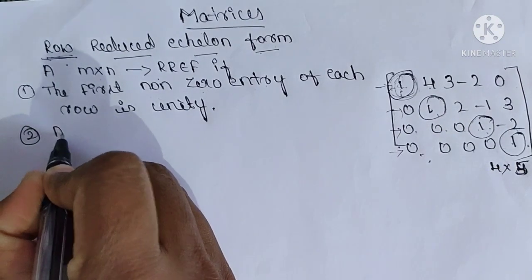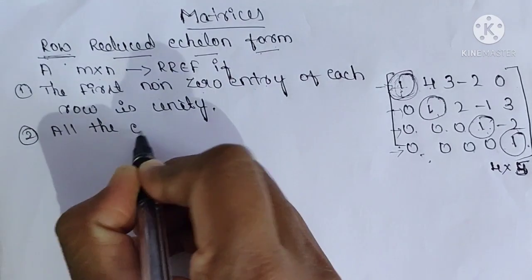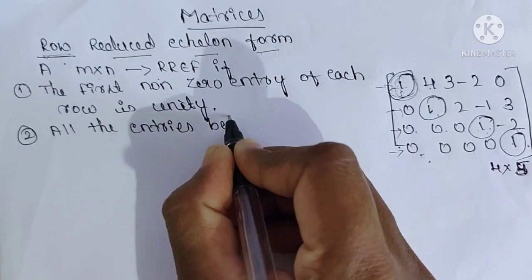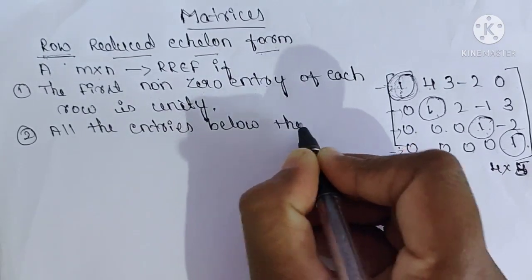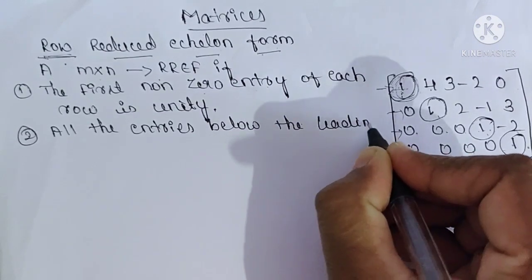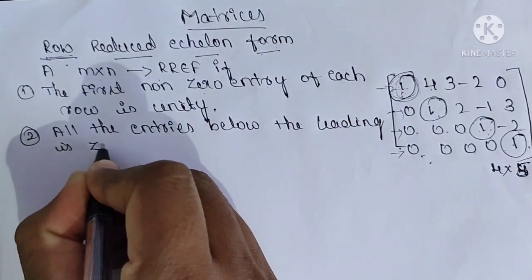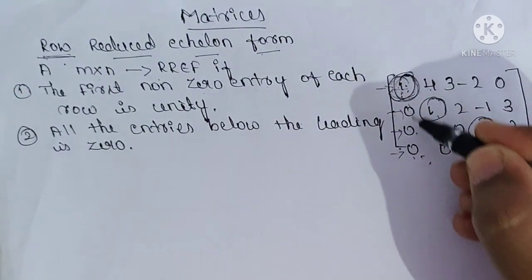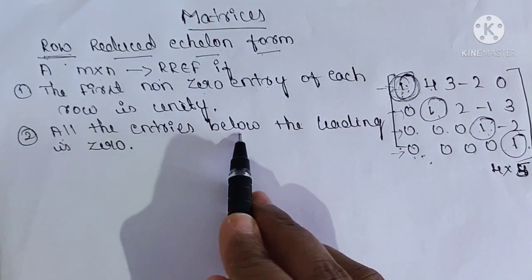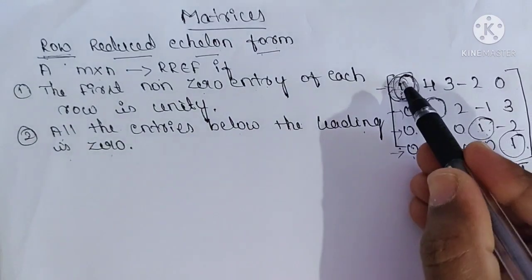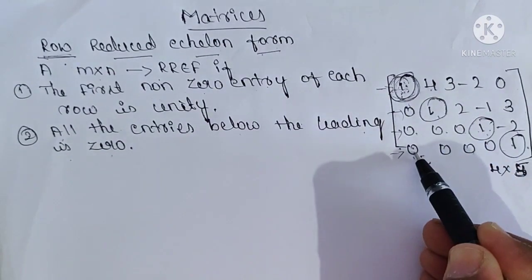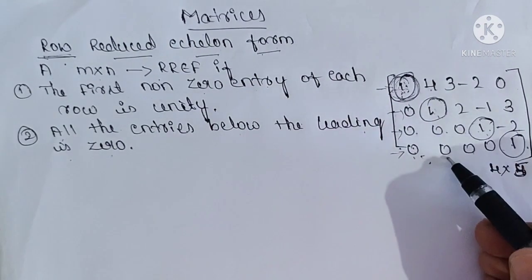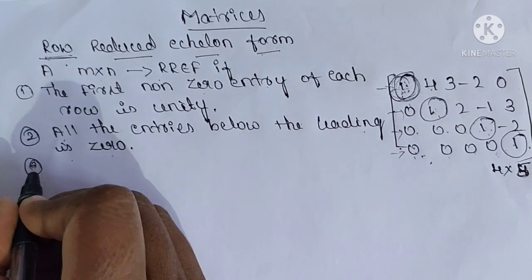Second condition: all the entries below the leading entry are 0. See here, this is the leading entry. Below this leading entry, all the values are equal to 0. See, all the entries below the leading entry are 0. In the first column, this is the leading entry, and below it all the values are equal to 0. In the second column, this is the leading entry, and below it the values are 0.